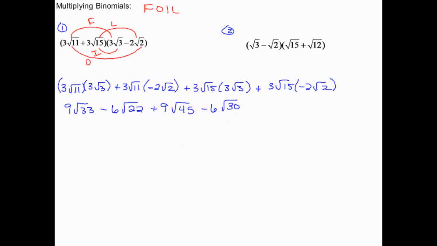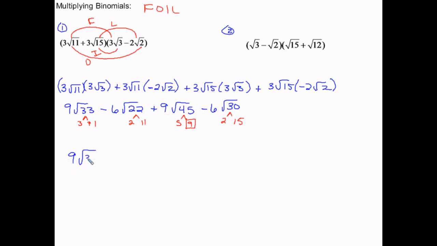And now I want to see if I can simplify any of these. 33 is 3 times 11. 22 is 2 times 11. 45 is 5 times 9. This will simplify. And 30 is 2 times 15, which is 3 times 5. So this is the only one that will simplify.